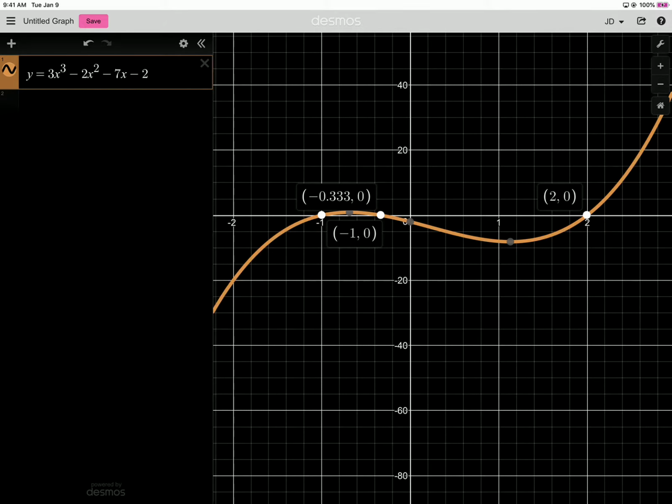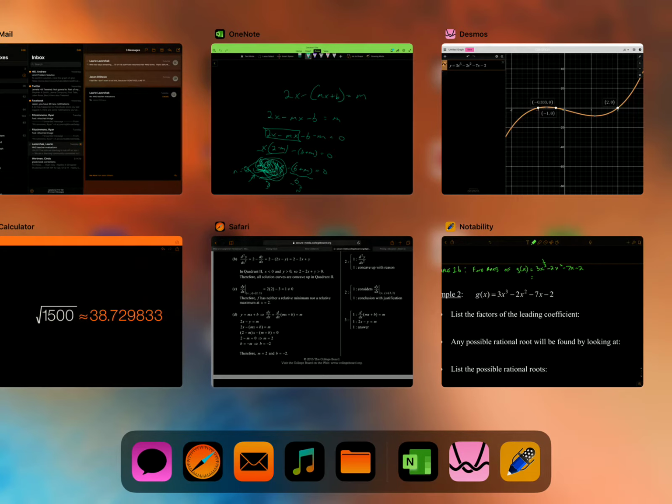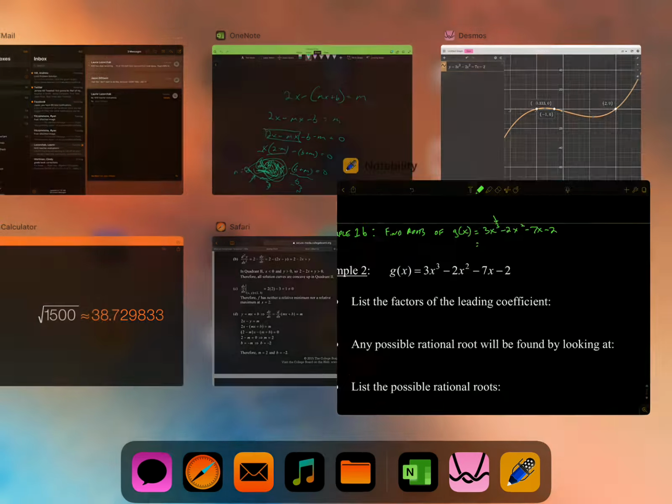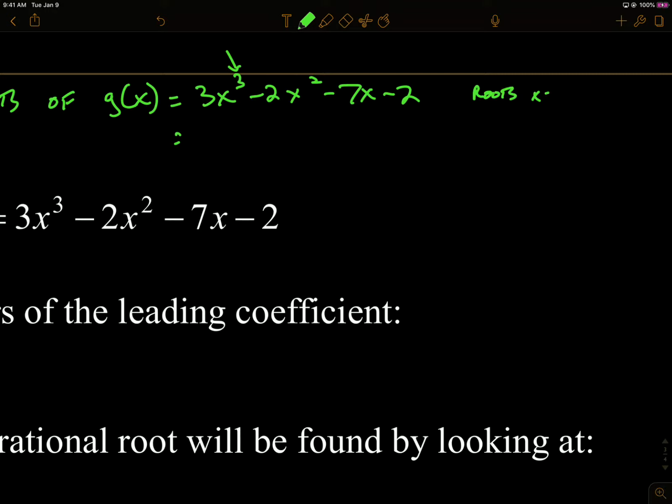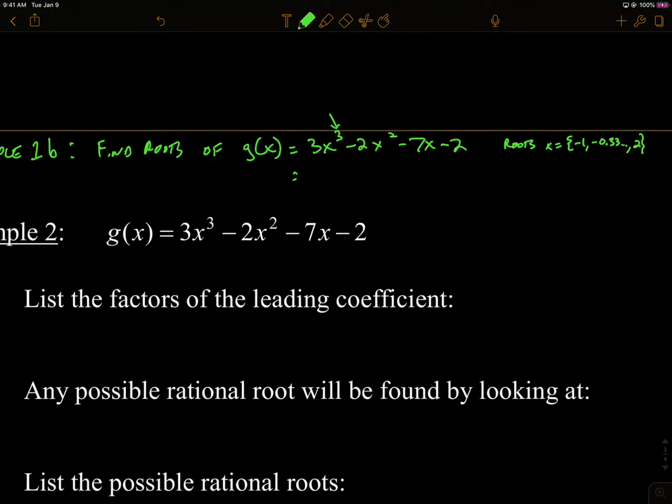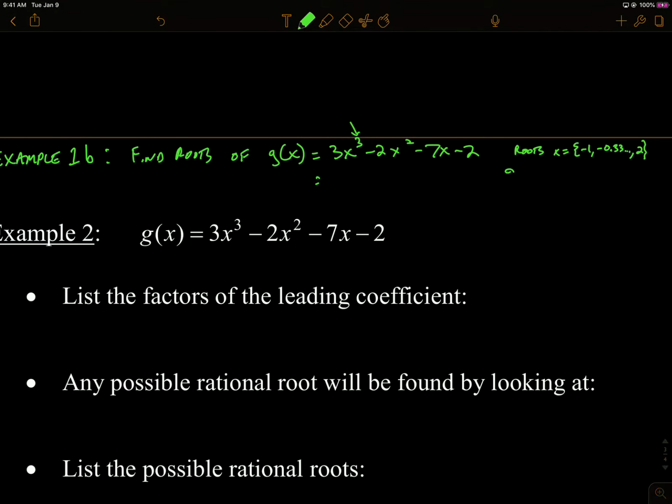So I can show that those are roots by plugging them in. So I've got 2, negative 1, and negative 0.3 repeating. So the roots are x equals negative 1, negative 0.3 repeating, and 2. So now I want to just prove those are roots. If I can show that g of negative 1 equals 0, then I know it's a root.